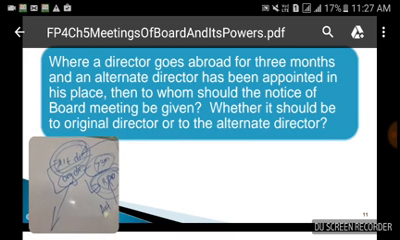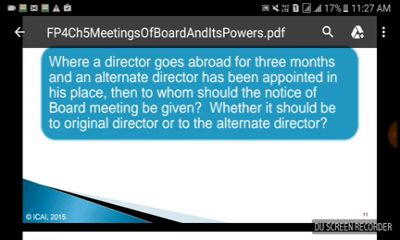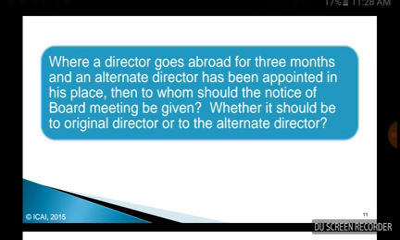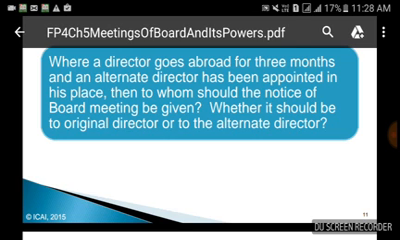And coming to this question, yes, the board meeting notice has to be sent to each and every director, whether he has shown his disinterest, or gone abroad on any occasion. The notice has to be given to the alternate director also, because one more provision related to the alternate director is that when the original director returns, the alternative directorship comes to an end.